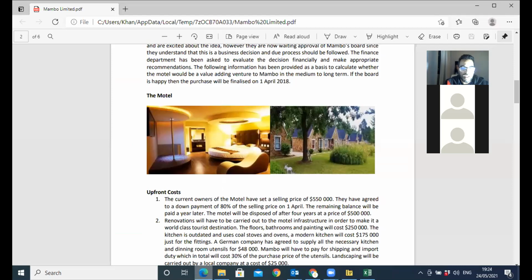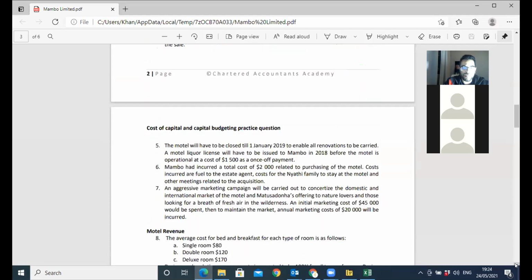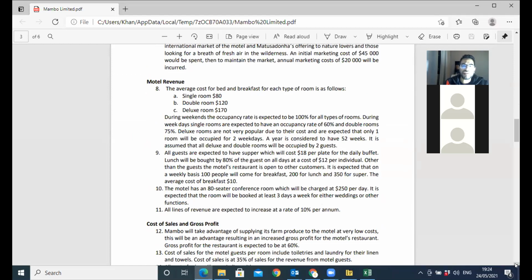So let's see, where am I reading now? Number 8, sorry. During weekends, the occupancy rate is expected to be 100% for all types of rooms. During weekdays, single rooms are expected to have an occupancy rate of 60%, and double rooms 75%. Deluxe rooms are not very popular due to their cost, and it is expected that only one room will be occupied for 2 weekdays. A year is considered to have 52 weeks. It is assumed that all deluxe and double rooms will be occupied by 2 guests.